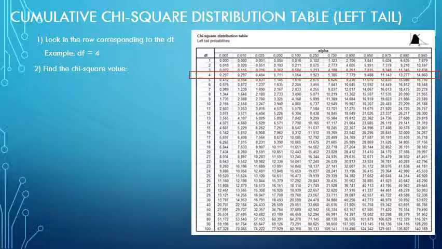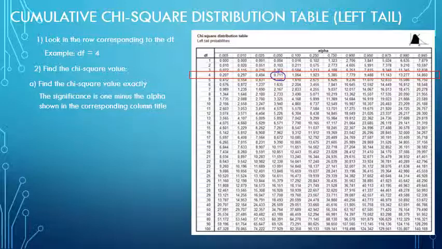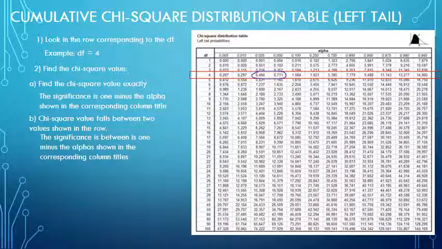And again, find the chi-square value, and we now have again 4 options. Either the exact chi-square value, so for example we find 0.711, then the significance will actually be 1 minus the 0.05, so that would be 0.95. If it falls between, you get the same thing again actually, so let's say it falls somewhere between these two values. In that case, it's going to be somewhere between 1 minus 0.025, so that's 0.975, and 0.95, 1 minus this one.